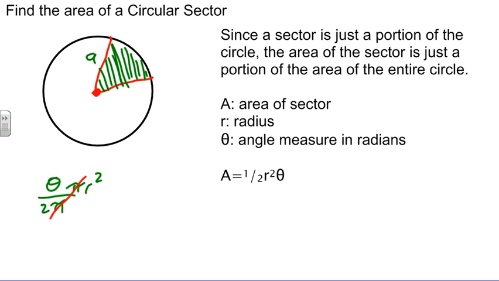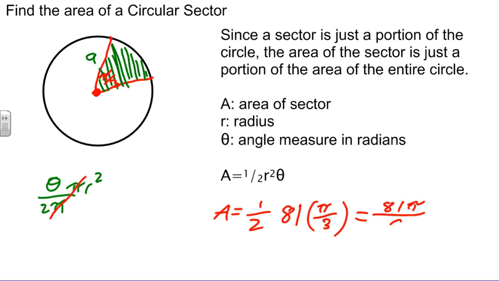Let's keep those same numbers we had, 9 and pi over 3. So then our area of that sector would be 1/2 r squared, so 81, times pi over 3, which is 81 pi over 6, which is 27 pi over 2.